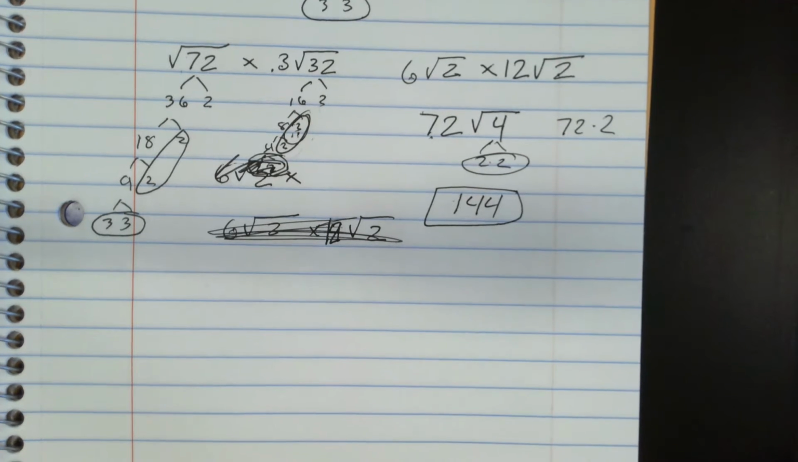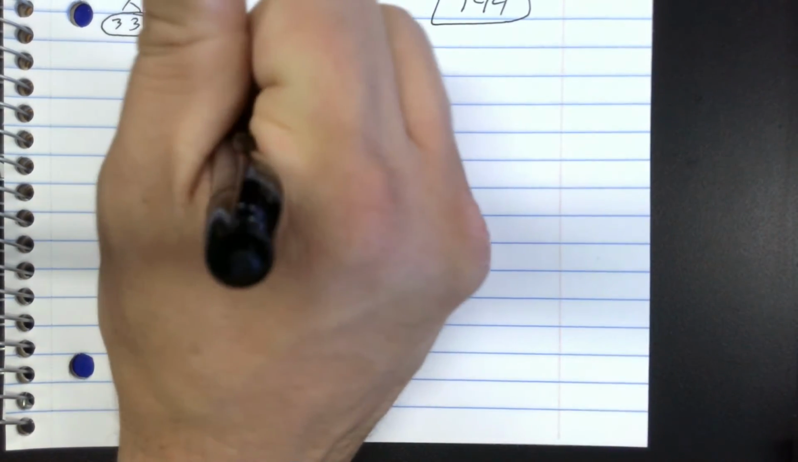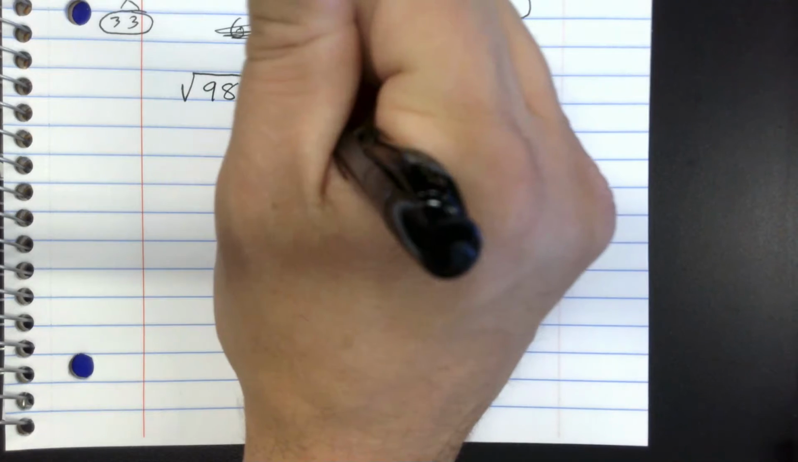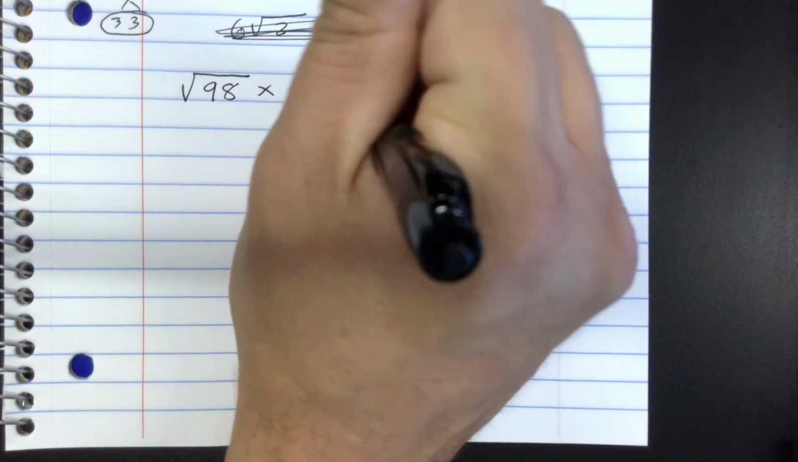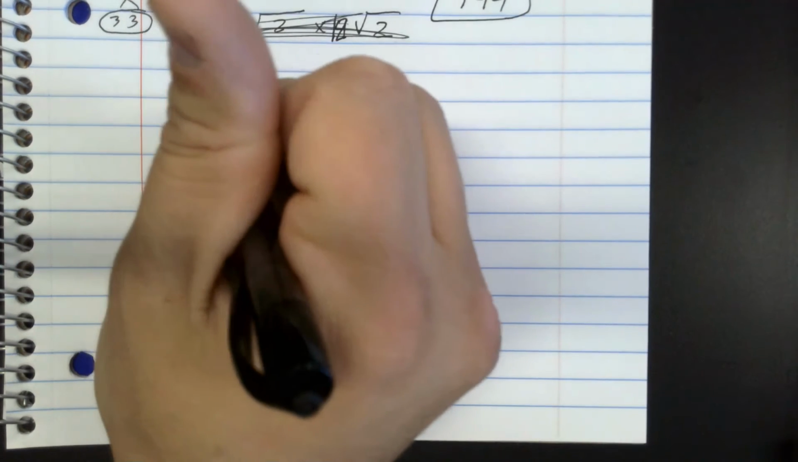Let's do another one like this just so we can see it. I'm going to make it a lot cleaner. That was kind of a mess. If I have the square root of 98 times 4 square root of 12, you could multiply 98 and 12 together and then factor that gigantic thing, and I'm not saying you can't. I wouldn't do it. What I would do is factor these first.